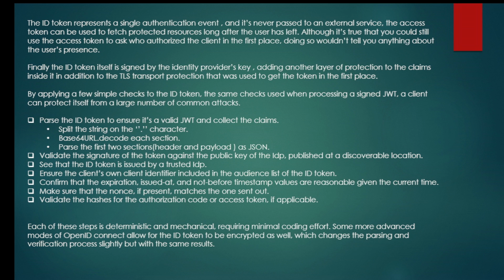So while parsing the ID token, to ensure it's a valid JWT and collect the claims, split the string on the dot character. Then use base64 URL to decode each section. Then parse the first two sections, that is header and payload, as JSON. First you are doing this, parsing that, and then validating the signature of the token against the public key of the IDP published at a discoverable location. Then check that the ID token is issued by a trusted identity provider. Ensure that the client's own client identifier is included in the audience list of the ID token.